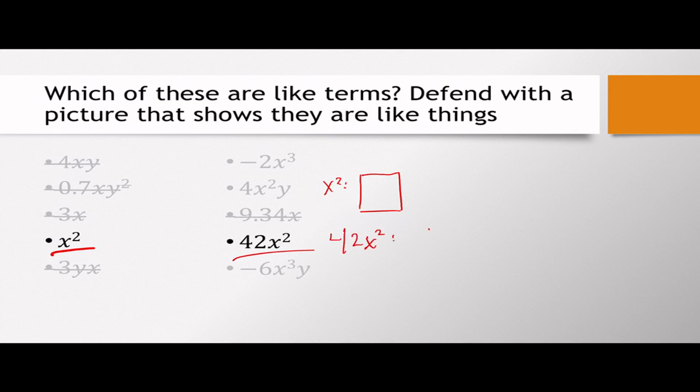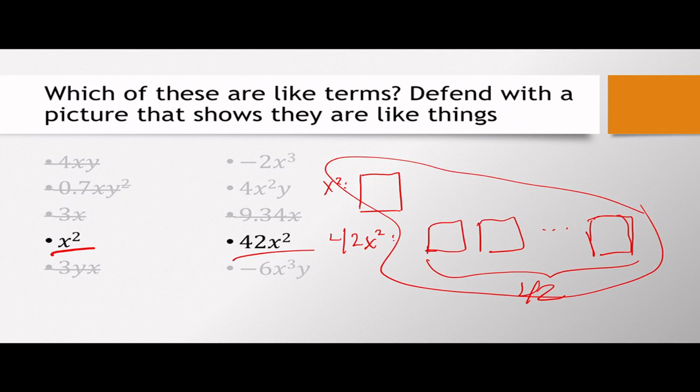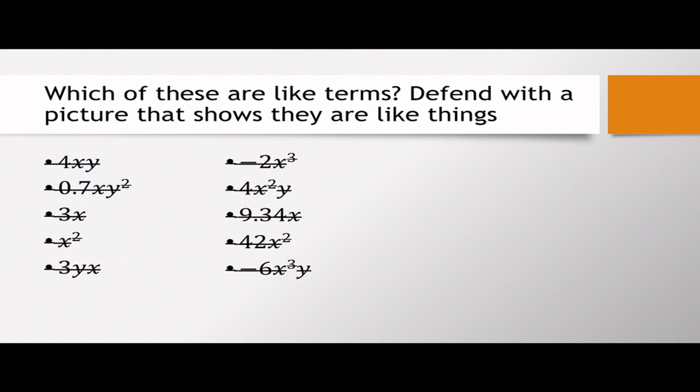42 x squareds, there's 42 of them. So they can combine together. They are the same kind of pieces. And what we get is 43x squared. Okay. So those are done. And it doesn't look like there's any other types of things that are like each other.